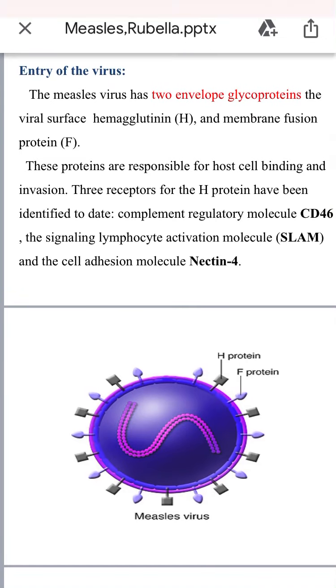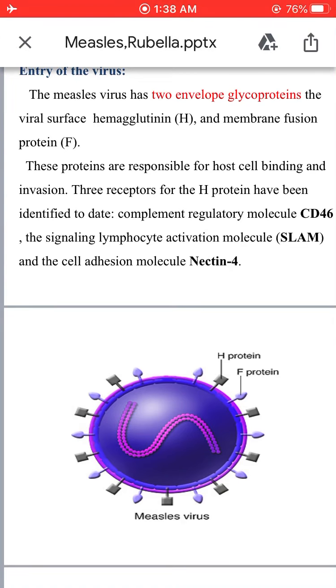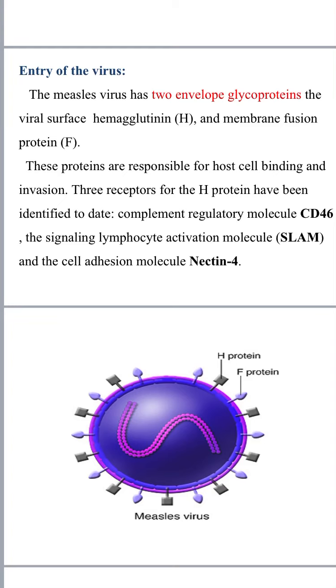Now we will talk about entry of the virus. The measles virus has two envelope glycoproteins, the viral surface hemagglutinin H and the membrane fusion protein F. These proteins are responsible for host cell binding and invasion. Three receptors for hemagglutinin protein have been identified. First of all, complement regulatory molecule CD46. Then we have signaling lymphocyte activation molecule, which is also called SLAM. Finally, we have cell adhesion molecule, which is called Nectin-4.